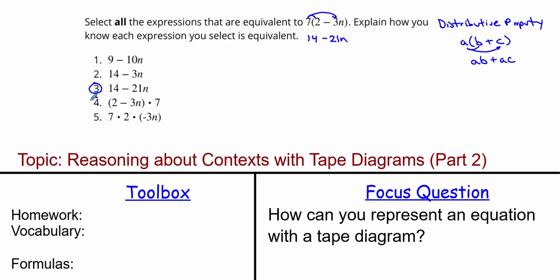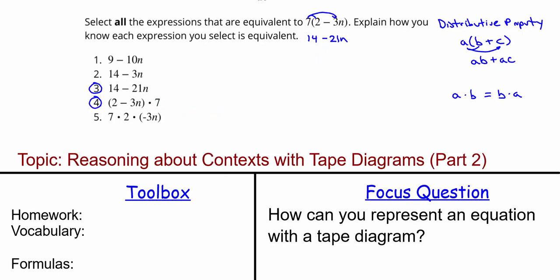But there's also number 4 here that's also 7 times the quantity of 2 minus 3n. All they did was the commutative property of multiplication, which says a times b is equal to b times a. So they just switched the terms around here.